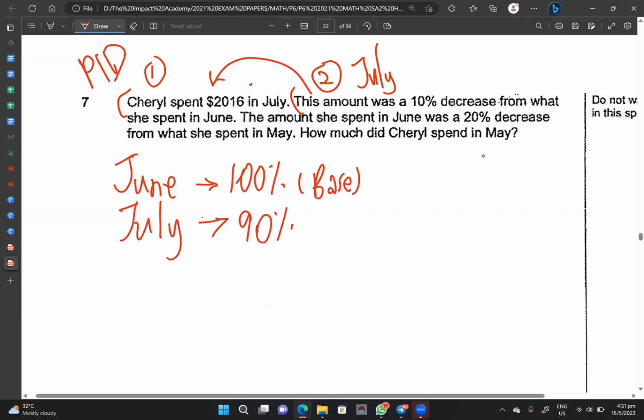Can you see that? And what is this 90%? This 90%, we know the value of this 90%, and that is 2016. Agree? So we quickly move on to find 10% first, right? How do I do that? I just have to do 2016 divided by 9. Okay, and we get to our answer of 224.